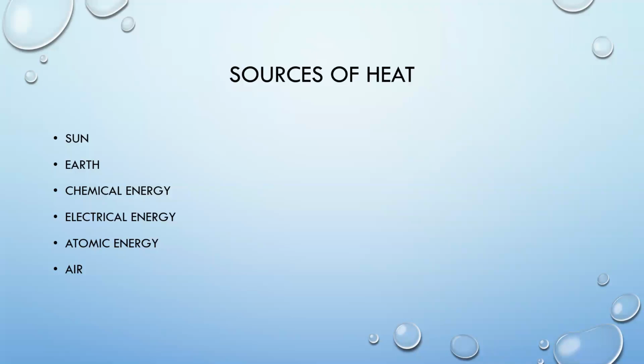Number 2, earth. As the temperature at the center of the earth is high, the earth is also a source of heat. This heat is called geothermal energy. Number 3, chemical energy. When fuels like wood, coal, petrol, etc. burn, there is chemical reaction between the fuel and oxygen. Heat is generated in these reactions.